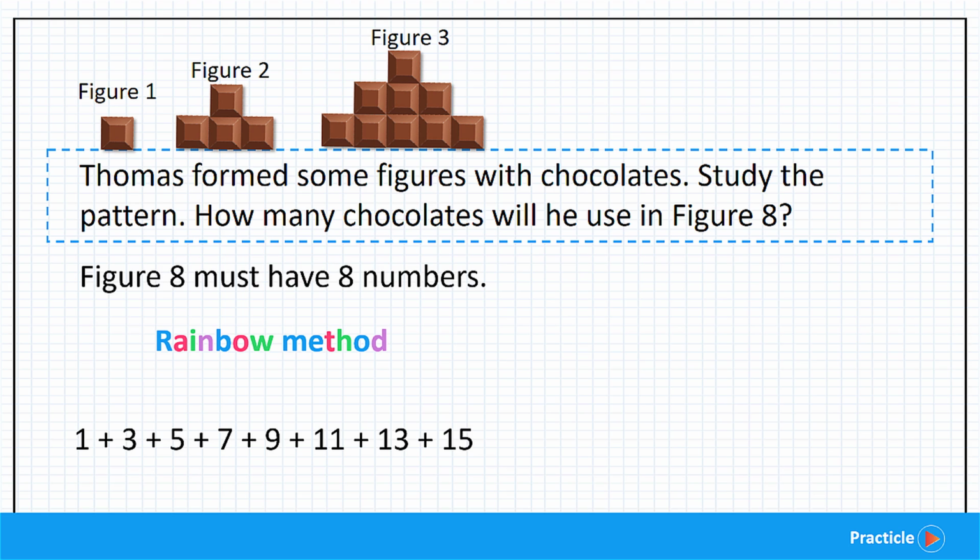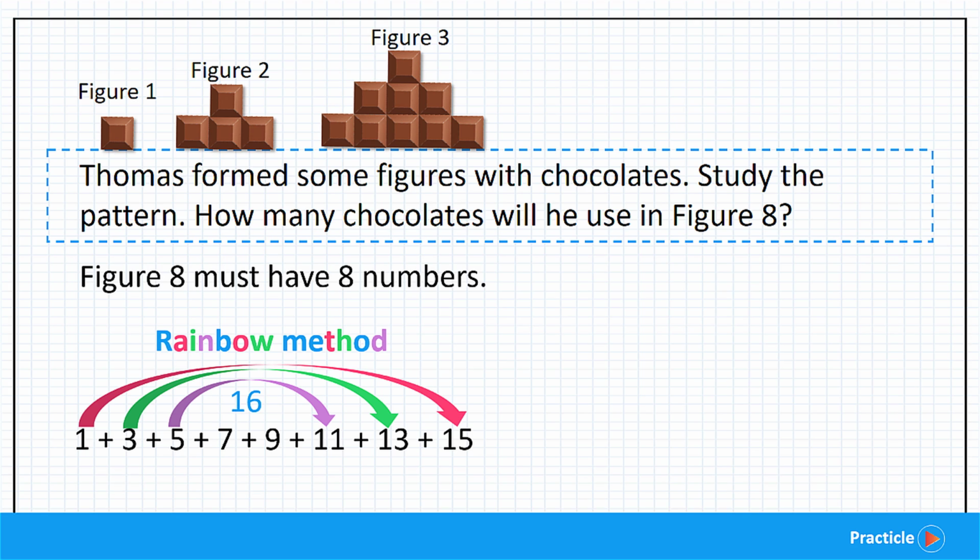For those of you who are not familiar with it, this is how it works. We are going to add the first and last number in the sequence, the second and second last number in the sequence, the third and third last number in the sequence, and see what happens? All of them add up to give us the same answer, correct? And that's 16.